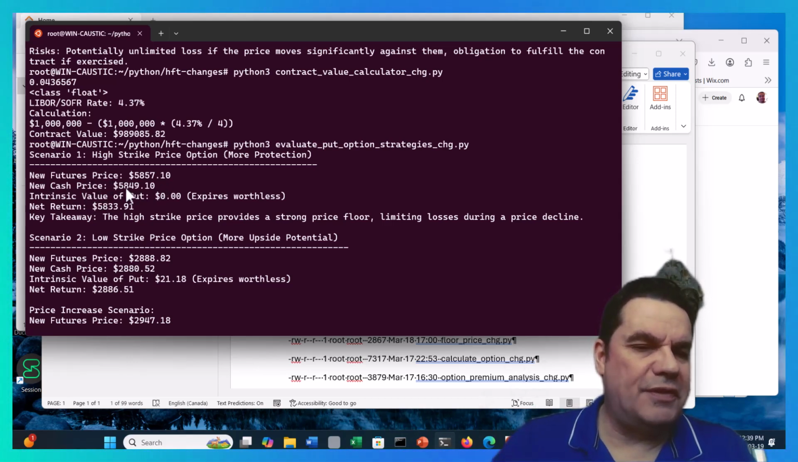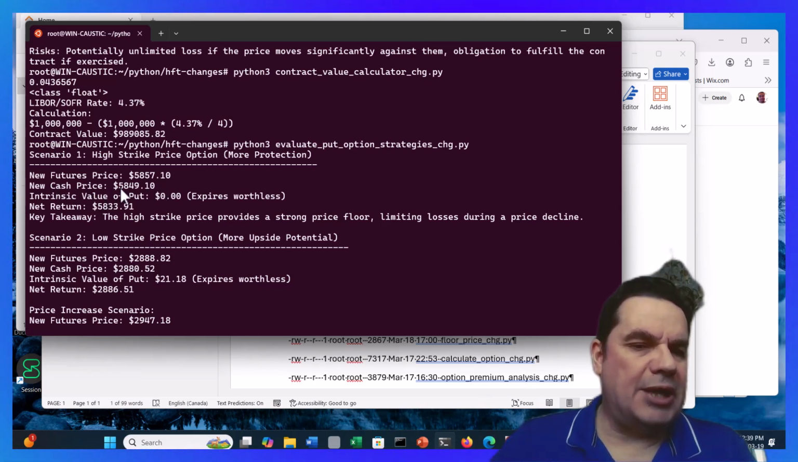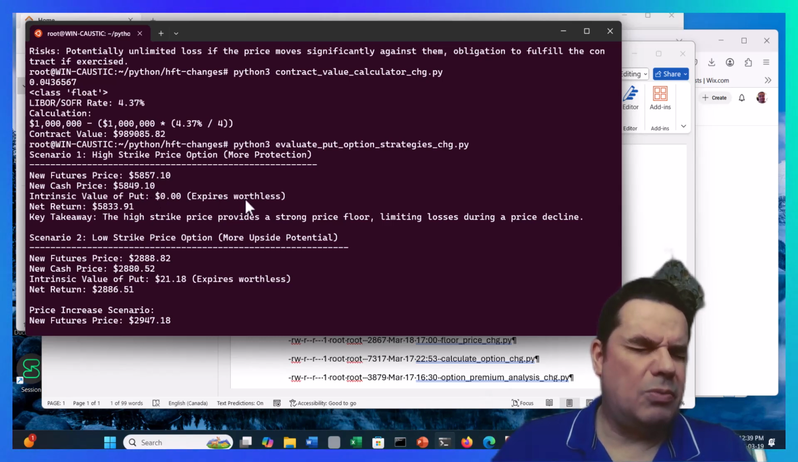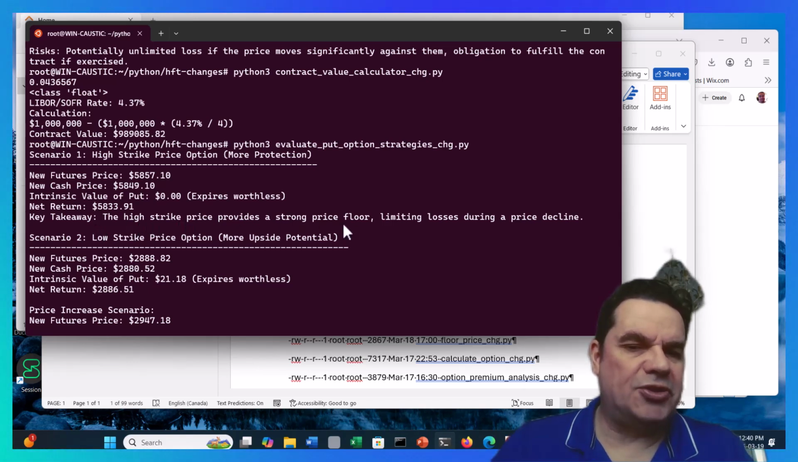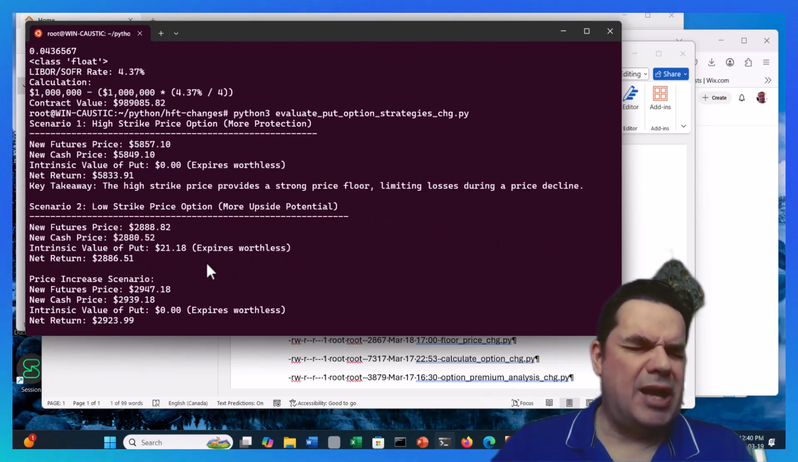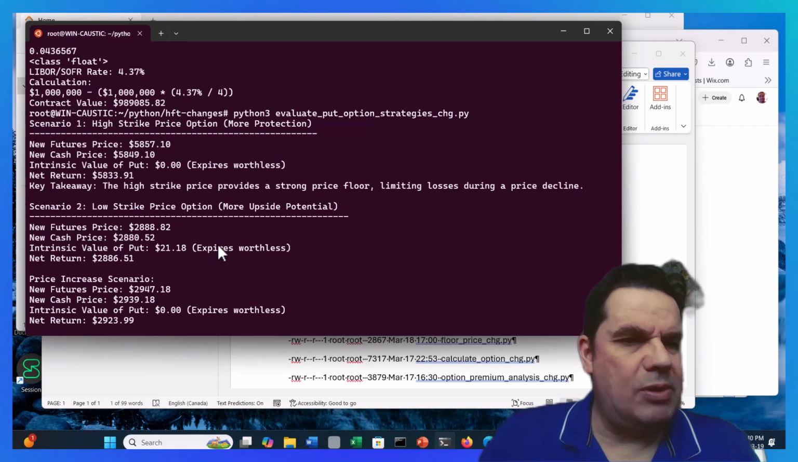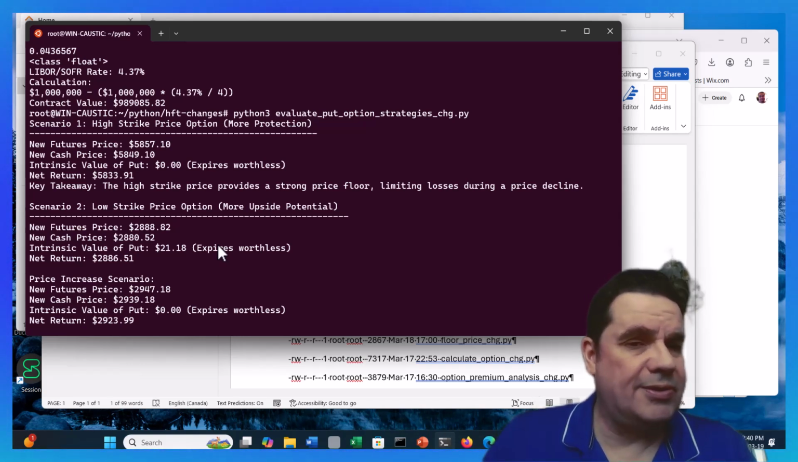Let's say you have a future price of 58.57. The cash price is 58.49. So we have no intrinsic value, which means if it's zero, it's expiring worthless. So there's a net return of 58.33. So here, a high strike price provides a strong price floor, limiting a loss during a price decline. So again, these are the types of strategies that you can play with, and understanding that. But if you're not learning it from the right resources, you're not going to know these things.